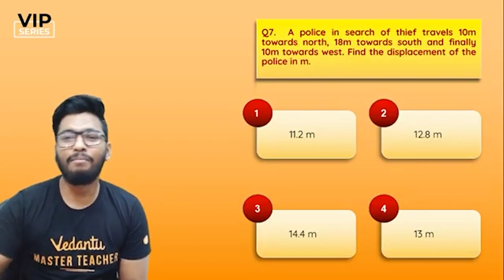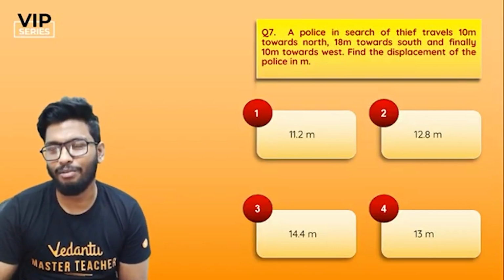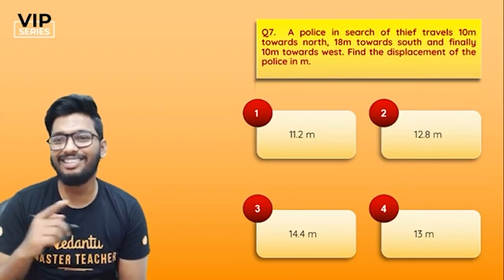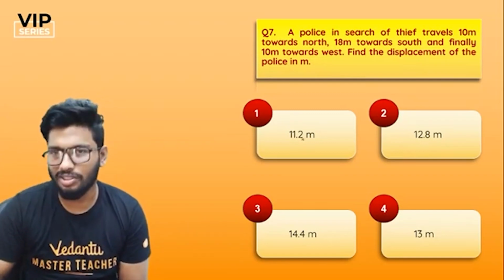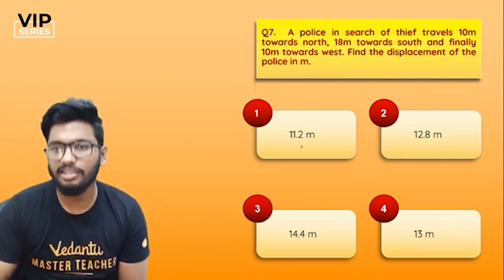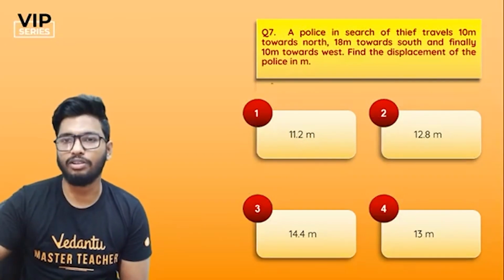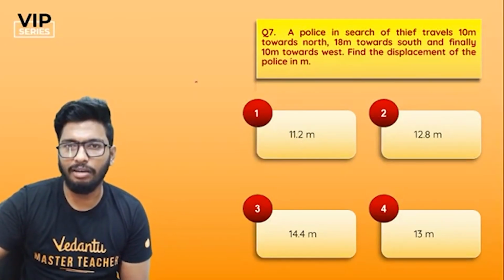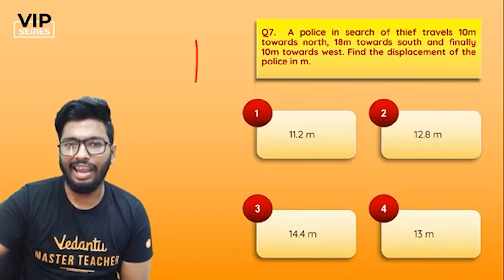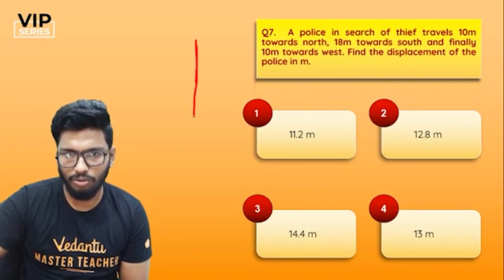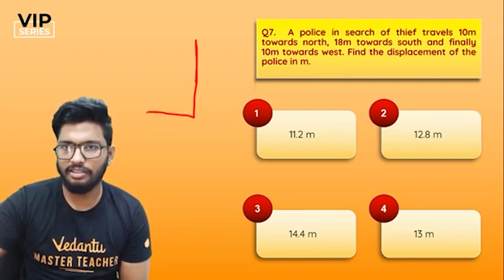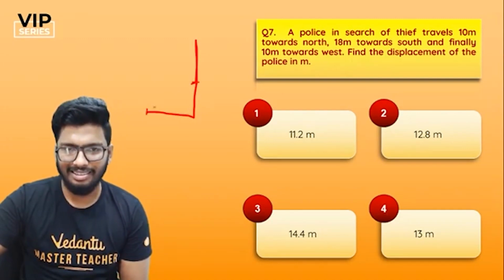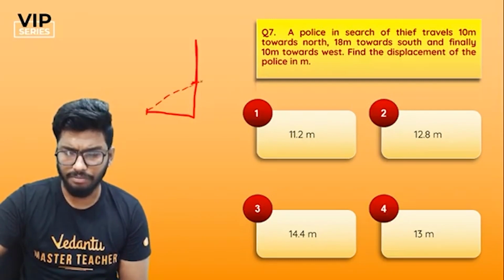Here's the question. A police officer is in search of a thief. He travels 10 meters towards north and 18 meters towards south, and finally 10 meters towards east. Find the displacement of the police in meters. All right. So first of all, he travels 10 meters north, 18 meters south, and then 10 meters west. Find the displacement. So this is the initial position. This is the final.